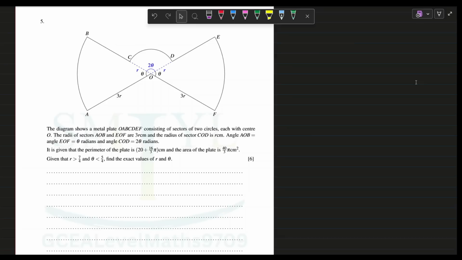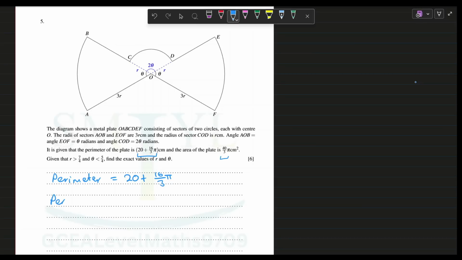Given that r is greater than 7 over 4 and theta is less than 5 over 4, find the exact values of r and theta. So the way we're going to do this is to use the information that they've given us. They've given us the perimeter and they've given us the area. So they're saying that the perimeter is equal to 20 plus 16 over 3 pi. So let's create an expression for our perimeter in terms of r and theta, and then we're going to equate that to 20 plus 16 over 3 pi.